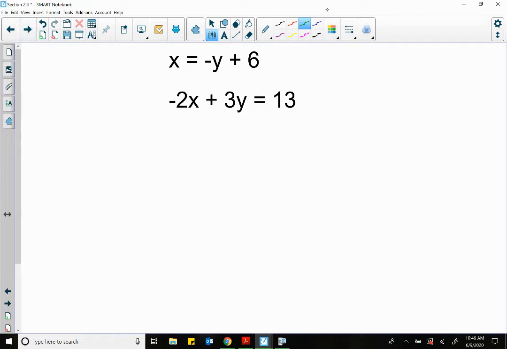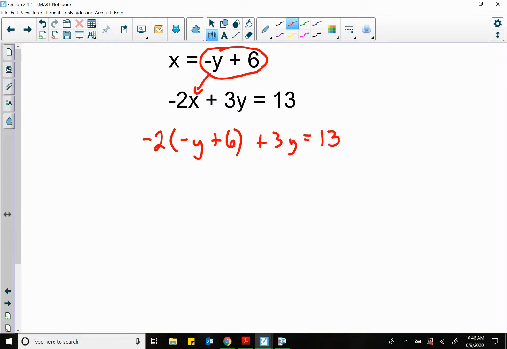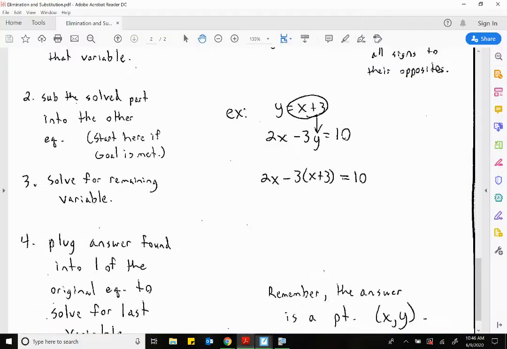All right. So in this one, we know exactly what x equals. So all we're going to do is take this part and put it right in there for x. So that gives us -2(-y + 6), because that's what x is. And then we just finish the rest out. Plus 3y equal to 13. Okay? Step 2 says we solve. We didn't have to do step 4 on that one because everything canceled out.